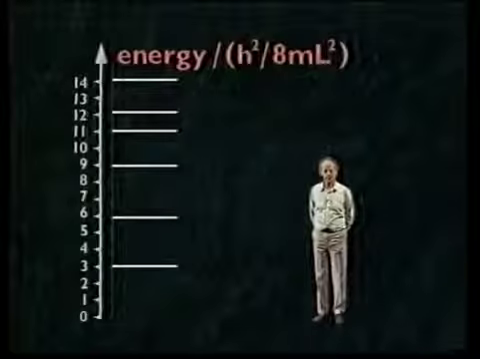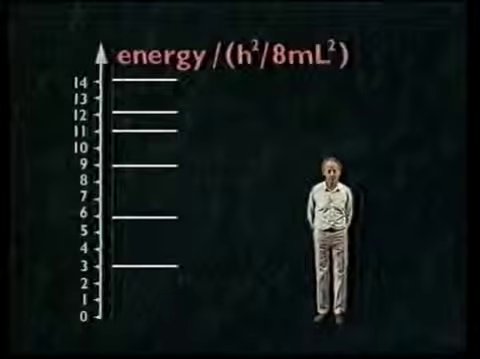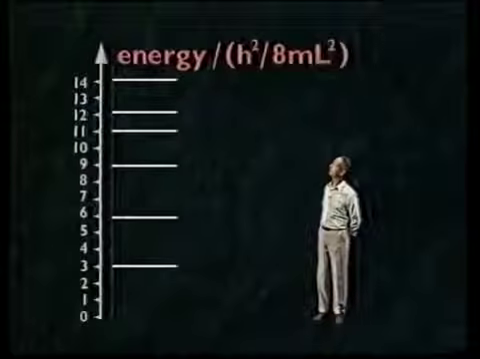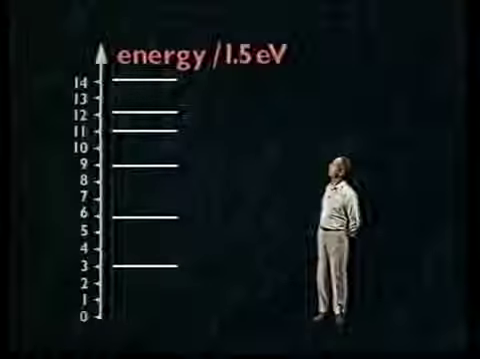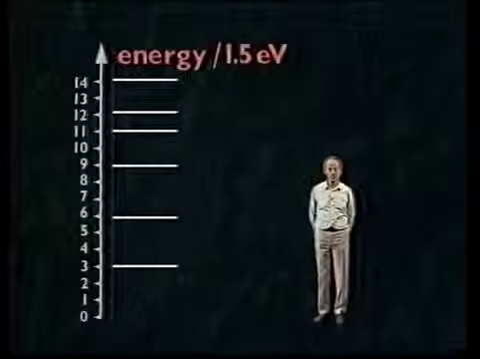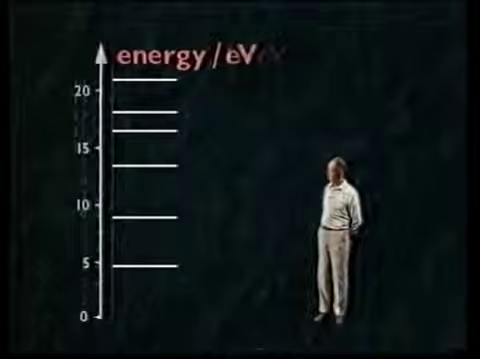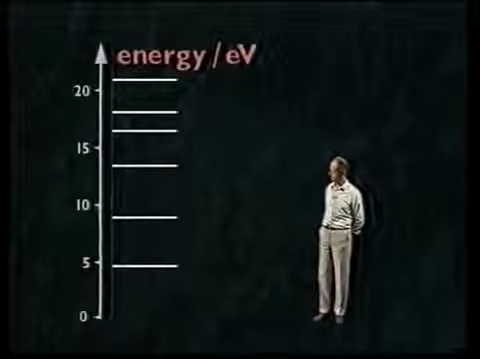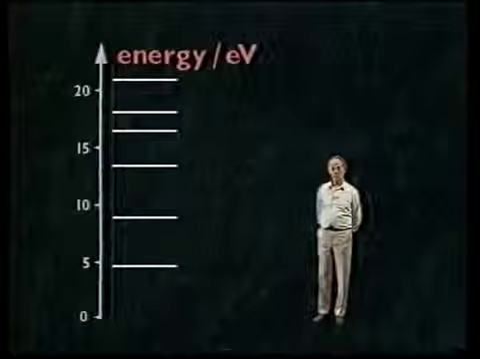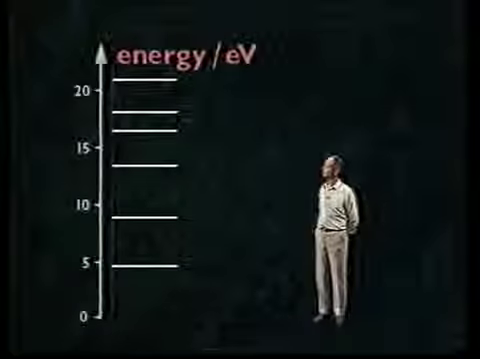So putting these values into our expression for the basic energy unit, what does that give us for the hydrogen atom? Well, the answer turns out to be 1.5 electron volts. And that's so close to an electron volt that we might just as well simplify our scale and write it in terms of electron volts. So this then is my prediction for the hydrogen atom.